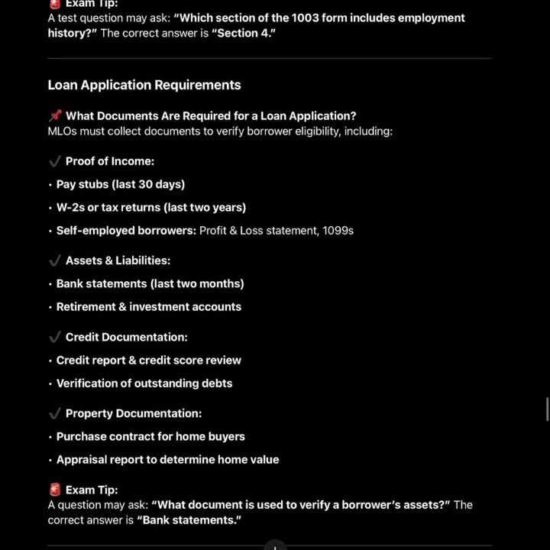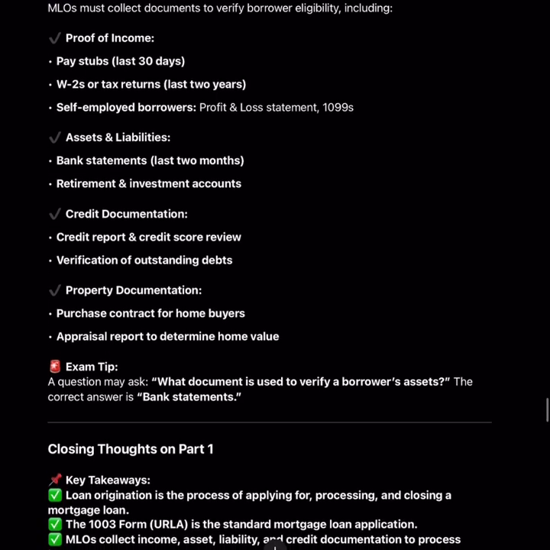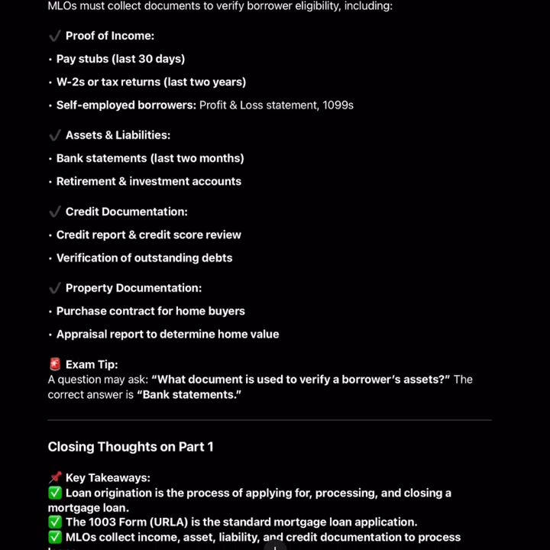Loan application requirements. What documents are required for a loan application? MLOs must collect documents to verify borrower eligibility, including proof of income: pay stubs, last 30 days, W-2s or tax returns, last 2 years. Self-employed borrowers: profit and loss statement, 1099s. Assets and liabilities: bank statements, last 2 months, retirement and investment accounts. Credit documentation: credit report and credit score review, verification of outstanding debts. Property documentation: purchase contract for home buyers, appraisal report to determine home value.